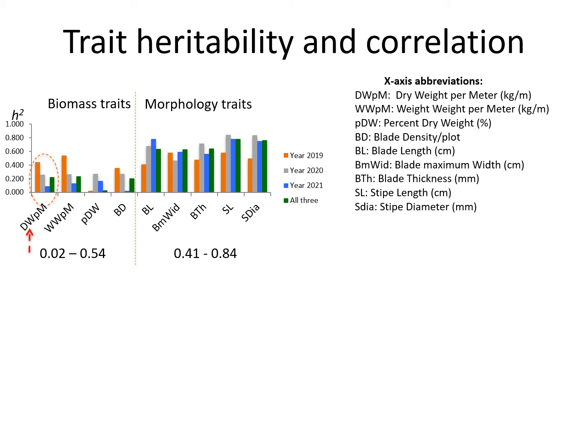The first trait, dry weight per meter, which is the yield that we're interested in kelp. We do see that heritability for yield traits varies from one year to another, which is also typical in row crops. And we had tested significant year effects and genotype by environment interaction.